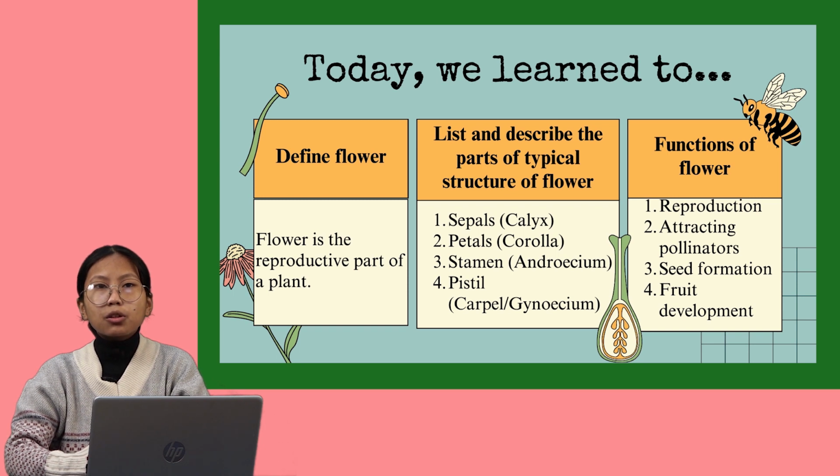The typical structure of flower consists of sepals. Group of sepals is known as calyx. Next, petals. Group of petals is known as corolla. Third, stamen. Stamen is also known as androecium. Fourth, it is pistil. Pistil is also known as carpel and or gynoecium.